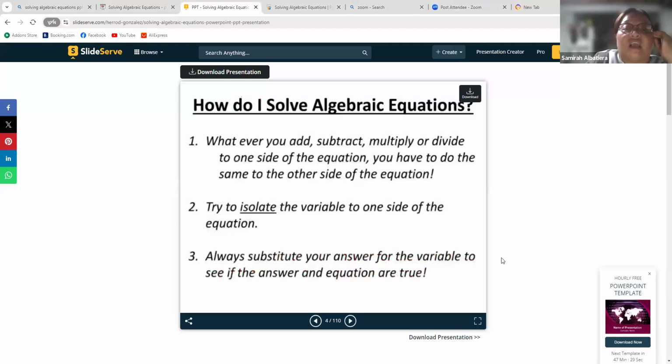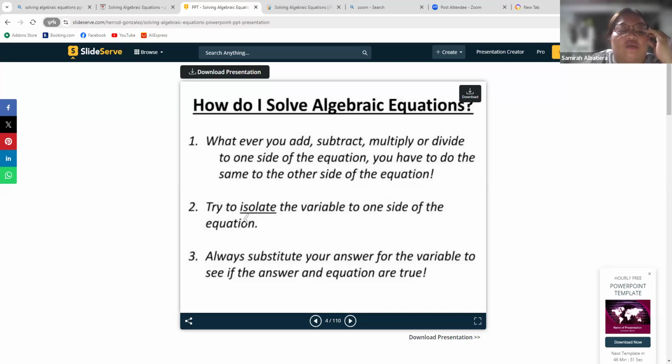There are rules or steps we follow to solve an algebraic equation. First, whatever you add, subtract, multiply, or divide to one side of the equation, you have to do the same to the other side of the equation. That is what we did earlier, the x plus 4 minus 4. Since we subtracted 4 from the left side, we should also subtract 4 from the right side.